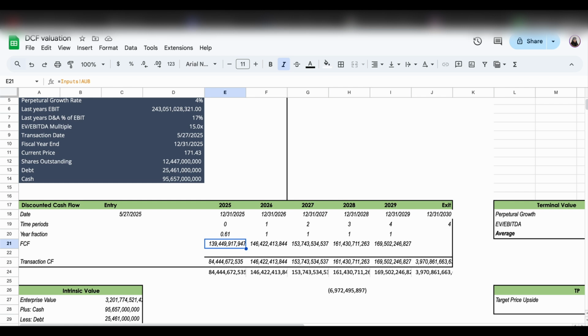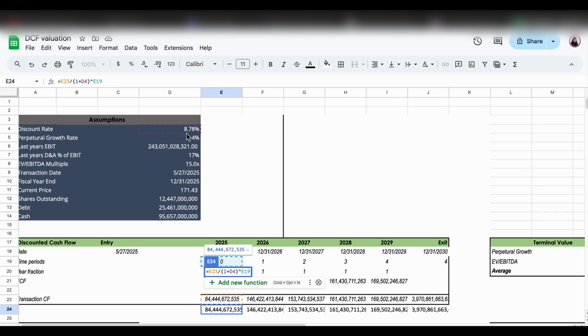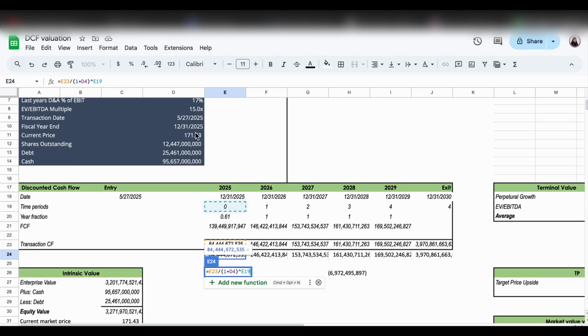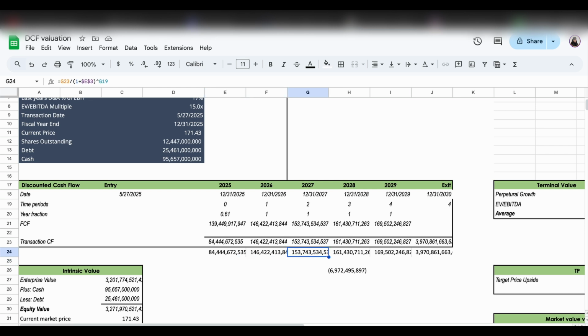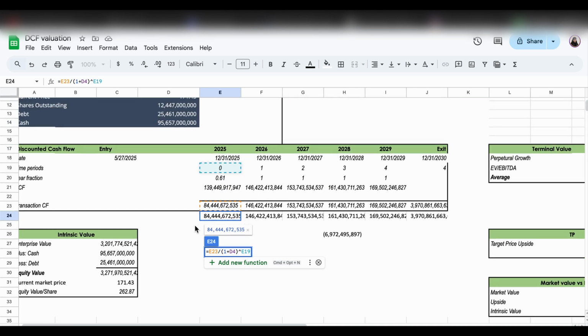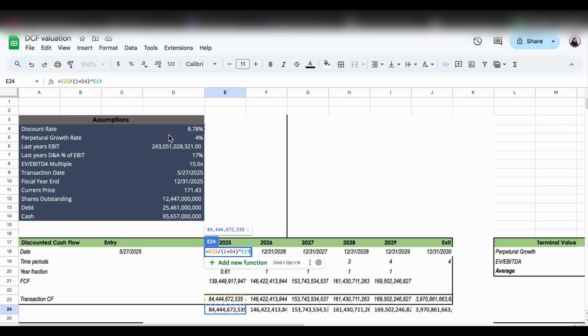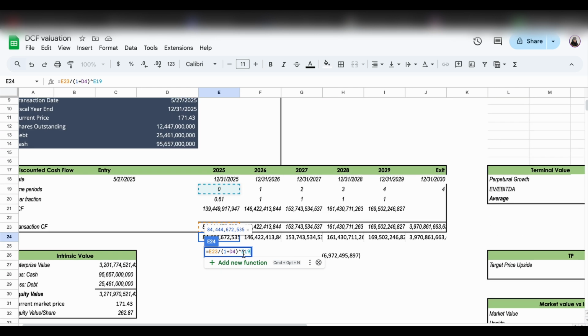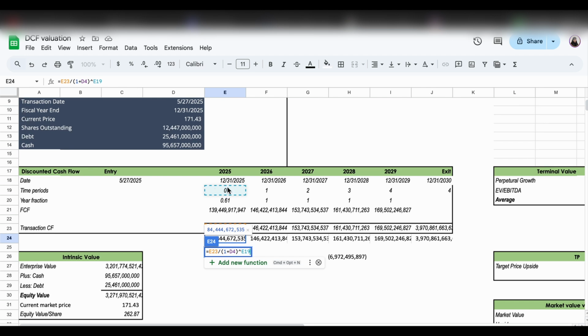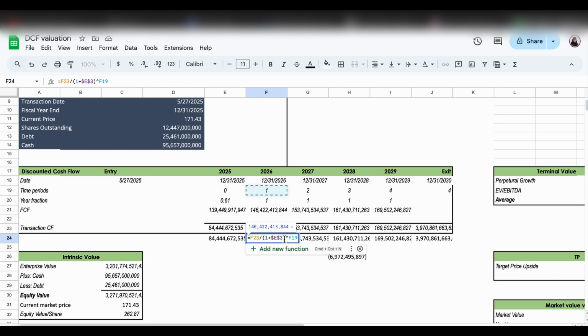Then what we do, we should discount this free cash flow. So as you can see, I'm discounting this free cash flow by this discount rate 8.71, which is the weighted average cost of capital. I discount for every year. So for the current year, the formula is we basically take this free cash flow divided by 1 plus this discount rate. And here E19 is the time period. So it's a 0 because we bought it today. And for the next year, the formula is divided by in the power of 1.